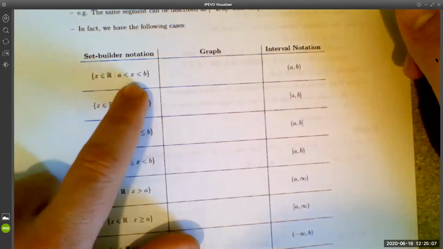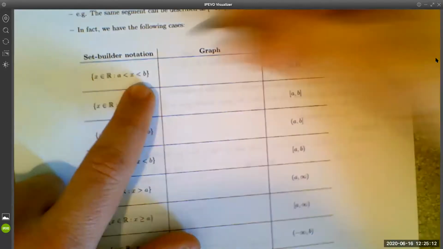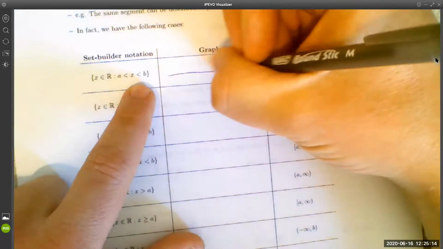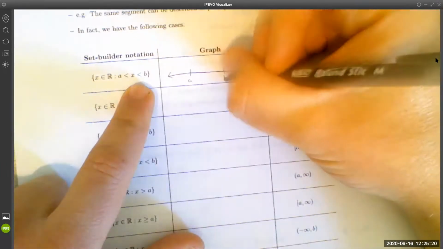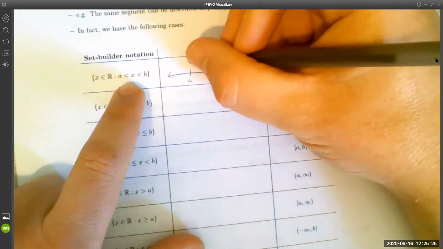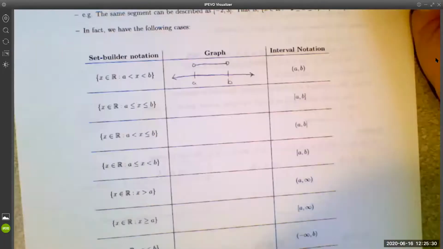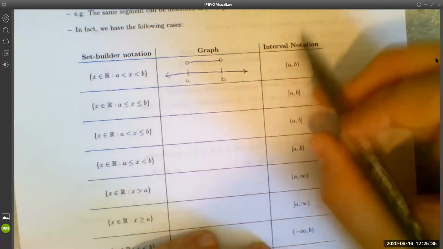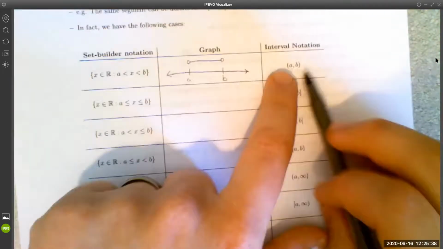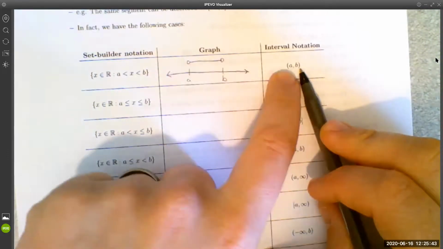So if we wanted to describe all of the numbers between A and B, but not including the endpoints, one way we could do that would be to use this set builder notation. A graph of this thing would look like this. So we would use open circles on A and B, and then graph the segment between them. In interval notation, those open circles correspond to parentheses. Whenever you use an open circle, you use a parenthesis.